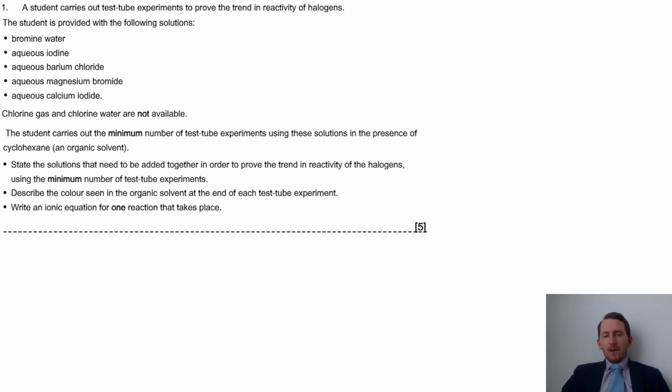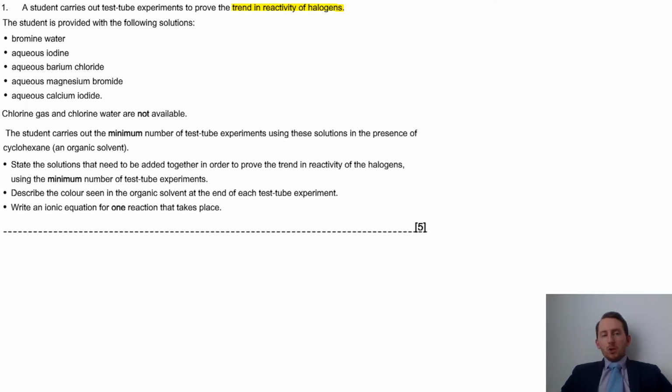Now for this question we've got a 5 marker and we have a lot of information. We're trying to work out the reactivity in the halogens. So just so we make sure we know what we're talking about, we're trying to work out the trend in reactivity of the halogens of the group 7s.